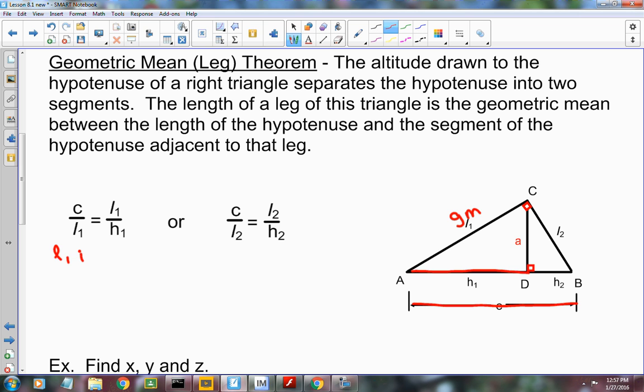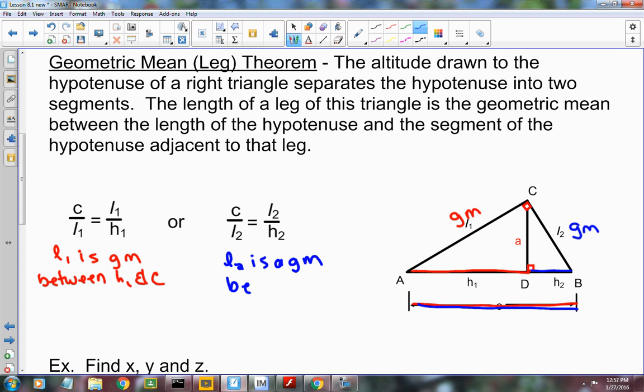So my L1 is the geometric mean between H1 and C. The other leg is also a geometric mean. And it's the geometric mean between its closest part and the entire hypotenuse. Okay? So it's a geometric mean between the closest part and the hypotenuse also. So L2 is a geometric mean between H2 and C.